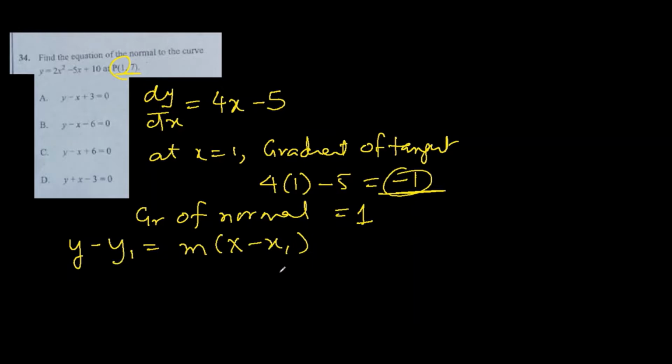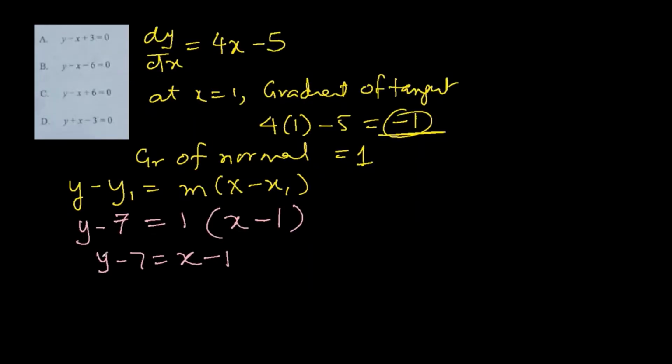y is 7. Okay. So y remains y equal to m, we got 1 x minus 1. This is, I have replaced the point and the gradient. Now it will give us the equation y minus 7 equal to x minus 1. What format do they want? They want it to be on one side only.